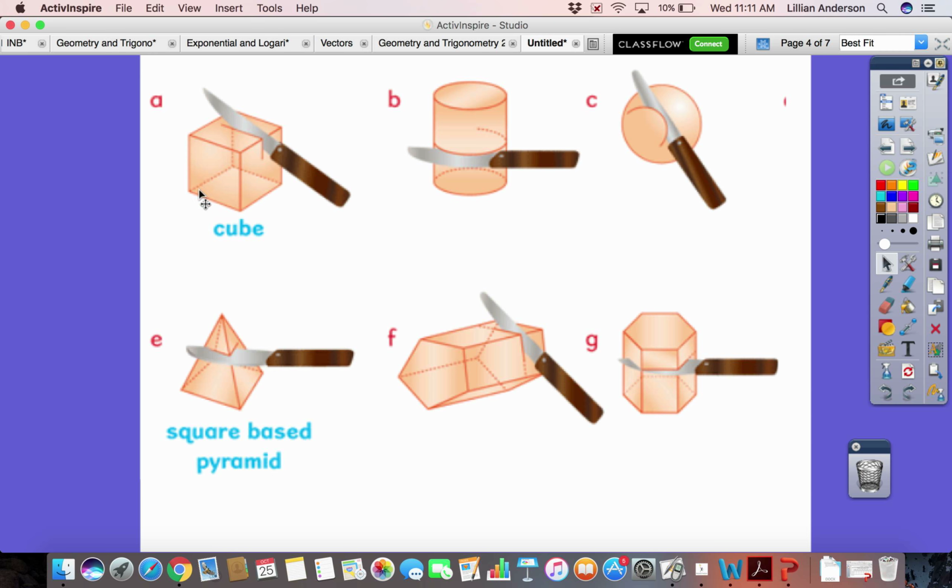Okay, so clearly you know that if you cut a cube, the cross section is going to be a square. If you cut a cylinder, the cross section is going to be a circle. If you cut a sphere, the cross section is going to be a circle. If you cut a square base pyramid, remember, pyramids and prisms were named after their bases, so this would be a square base pyramid. If you cut it, the cross section is going to be just like the base square. This one here is a pentagonal prism, so when you cut it, it's going to be a pentagon. This one's a hexagonal prism, so the cross section is going to be a hexagon, and so on and so forth.